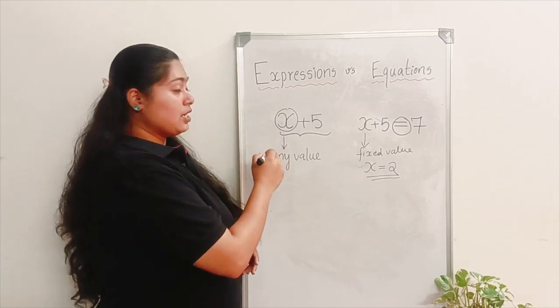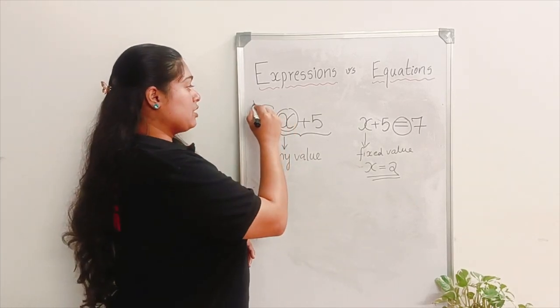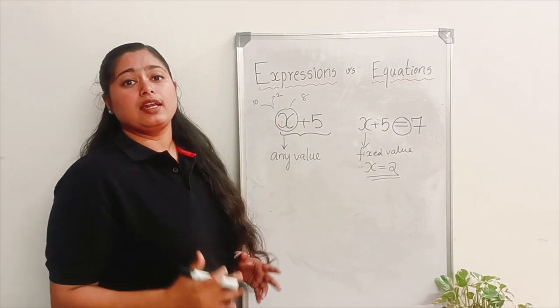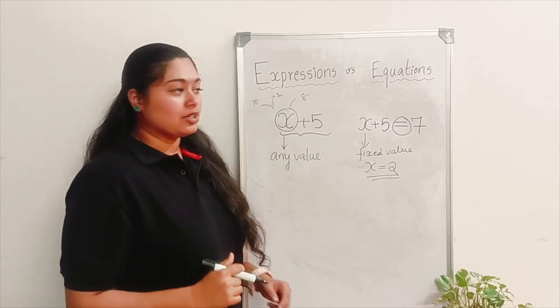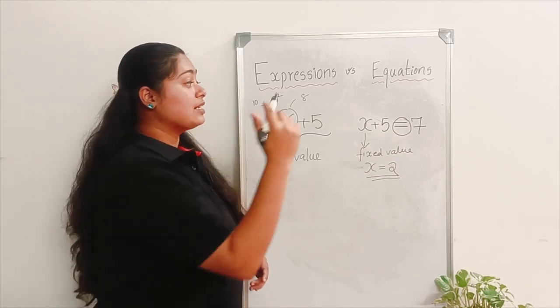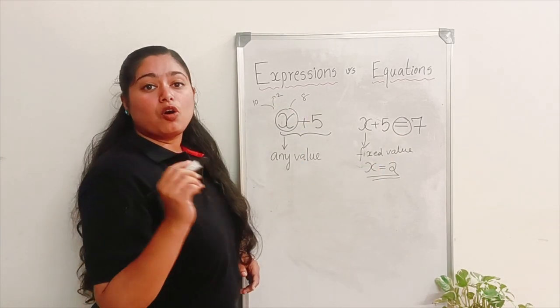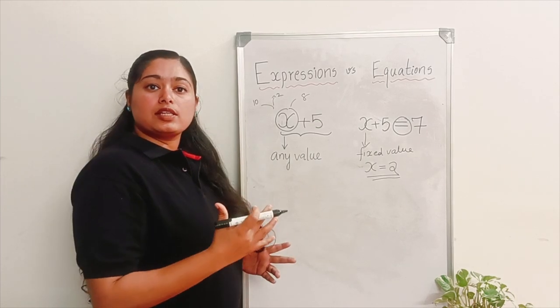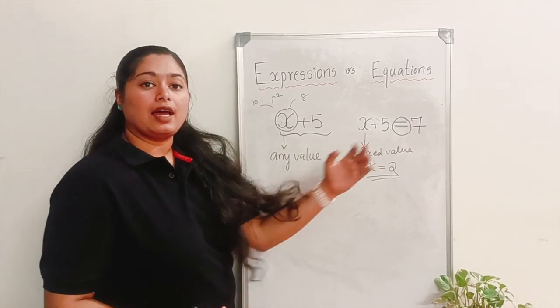But in the first case, as I said, x can be 10, x can be 2, x can be 8, x can be any value according to your wish. But in the second case, that is in the equation, x can only be 2 according to the equation. And this is the basic difference between expressions and equations.